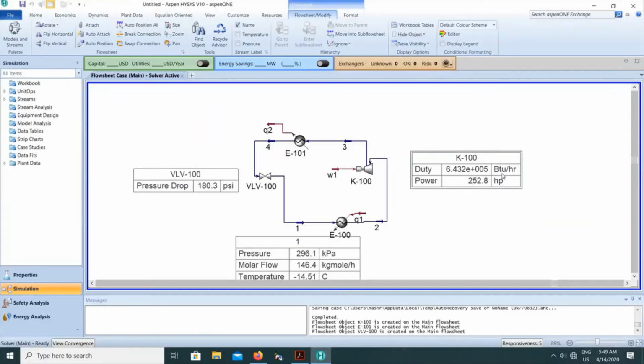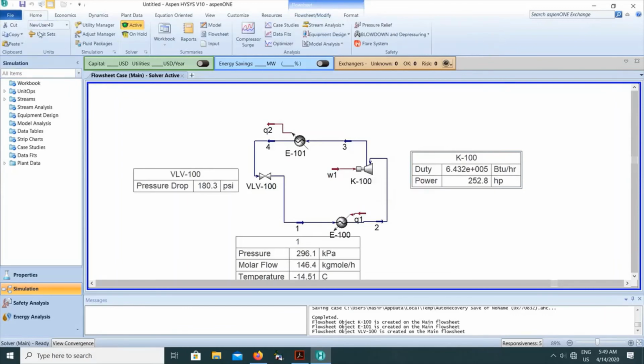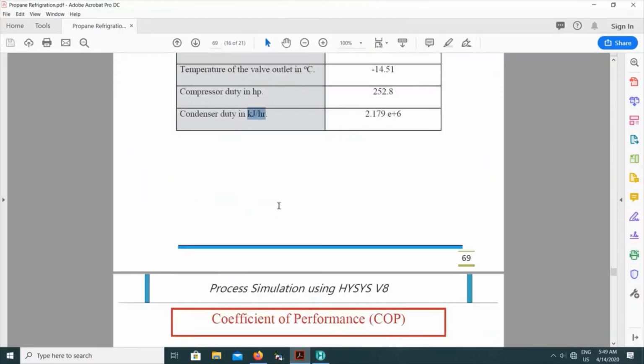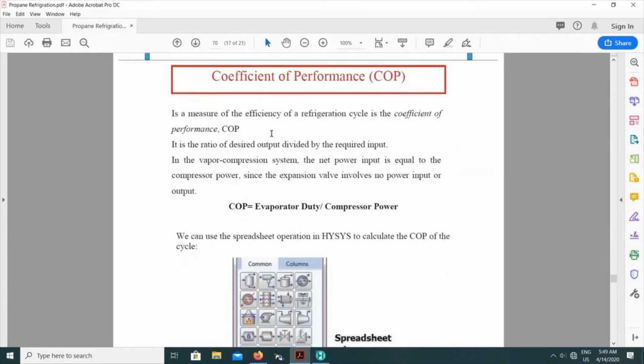For the kilojoule per hour, by default we have the duty in BTU per hour. So if you want to change this to kilojoule per hour, you need to go to the unit set and change the units here. Okay, so this is how you can do propane refrigeration, and you need to find out those unknowns. This is the first part. The second part is you need to find out the coefficient of performance. So the idea is first we understand what the coefficient of performance is in this whole cycle.